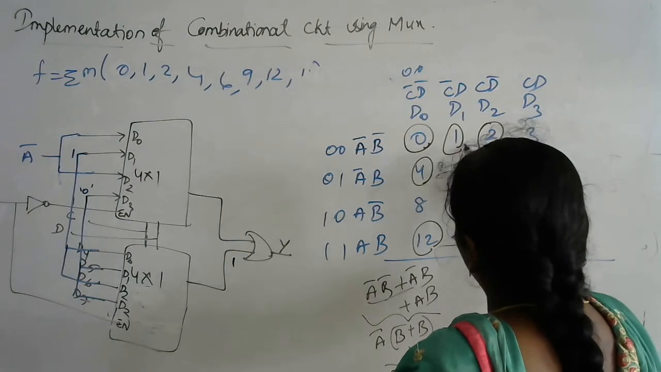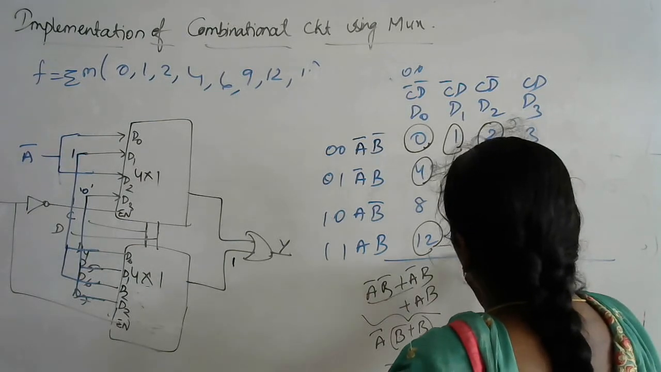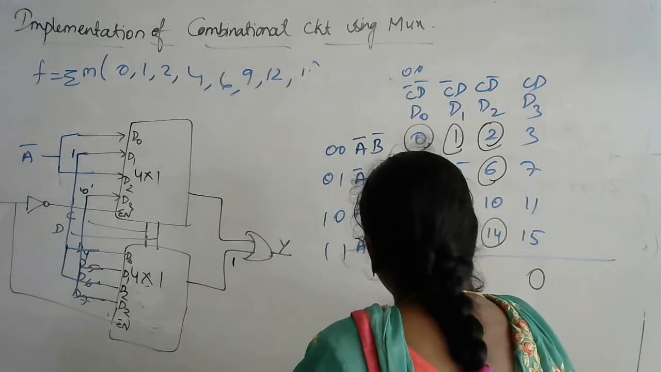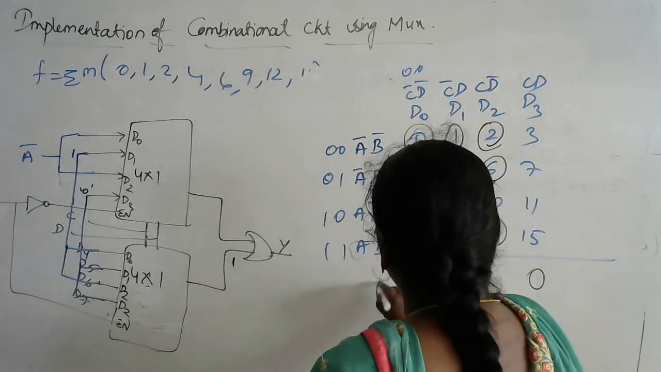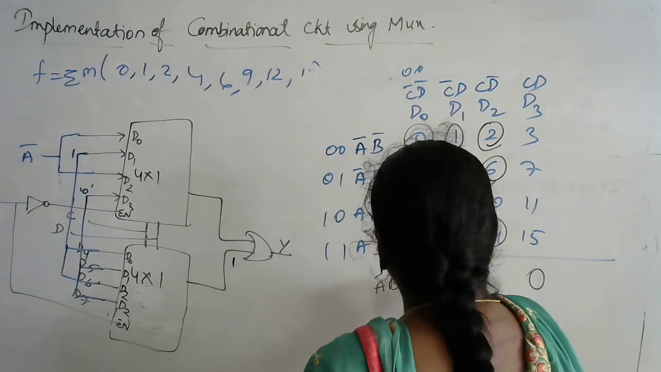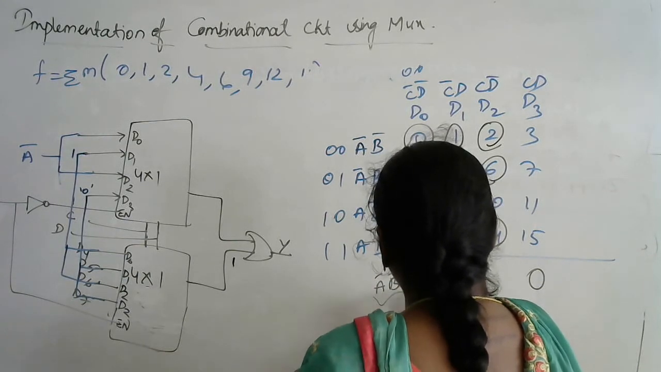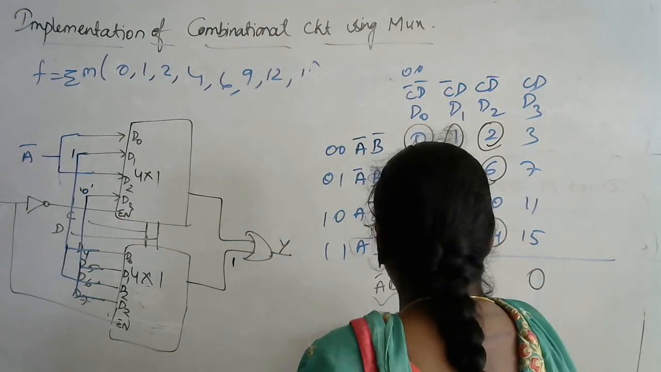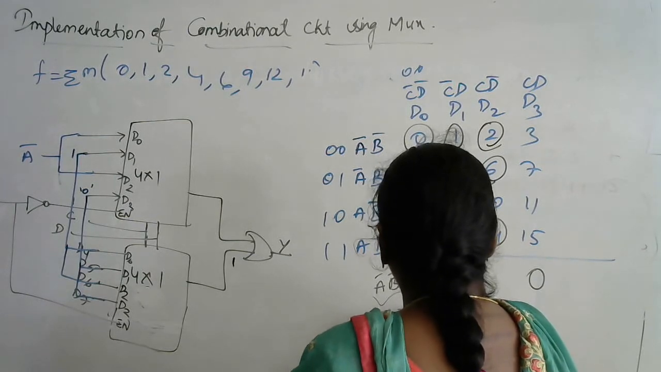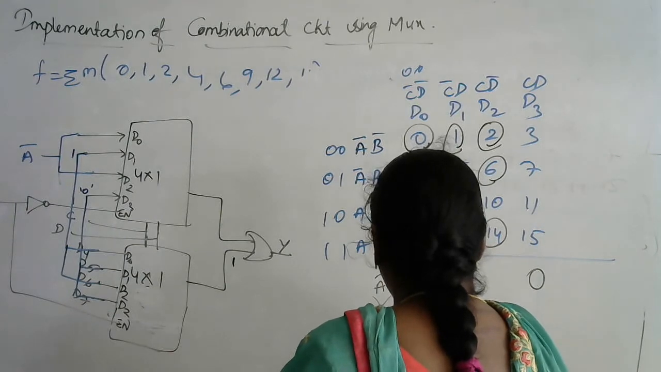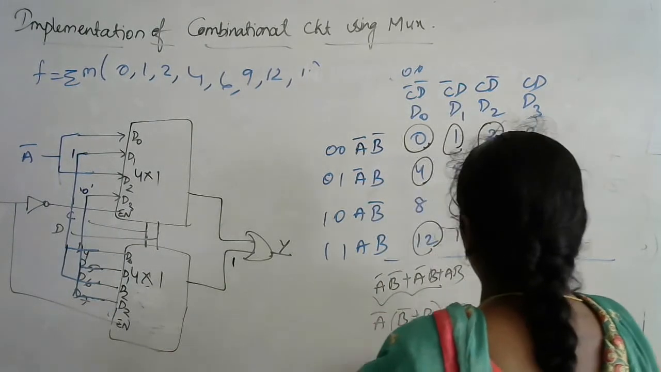For D1, A bar B bar, that is by using laws and theorems you can simplify. So here this is A bar B bar plus A bar B plus AB. From these two I am taking A bar as common, B bar plus B plus AB. So A bar plus AB, this is the term related to D naught.